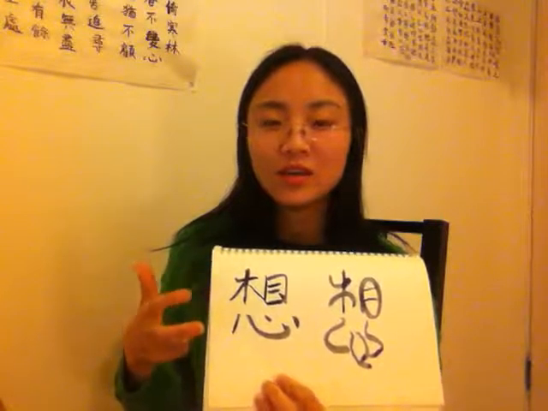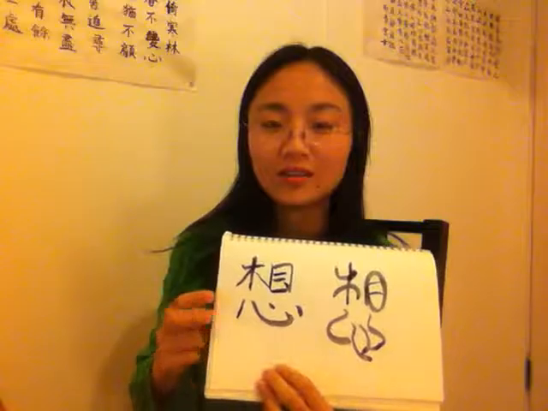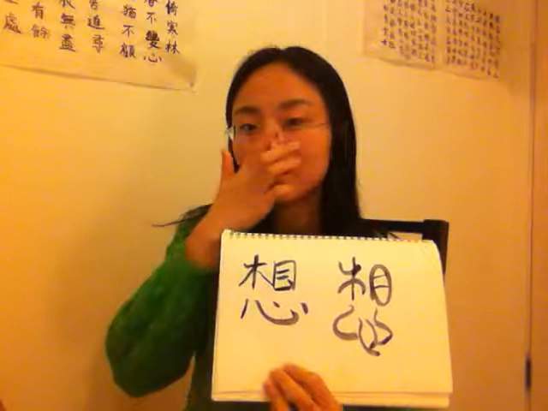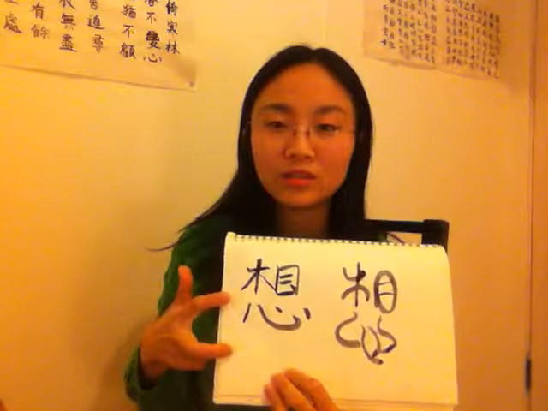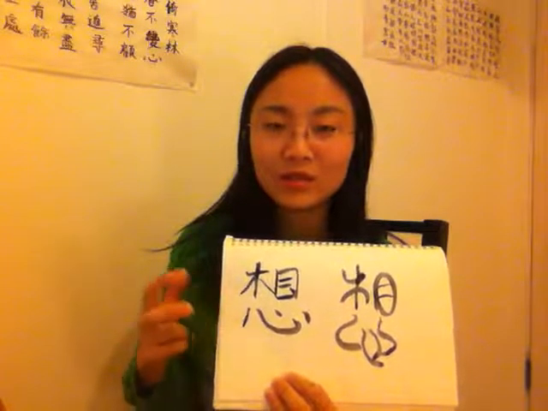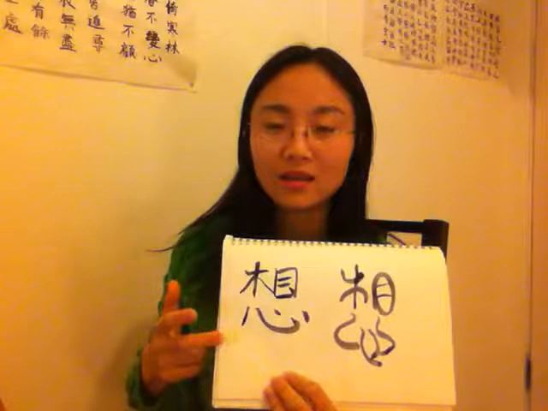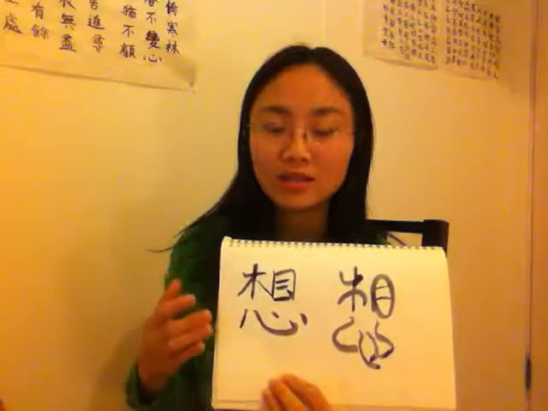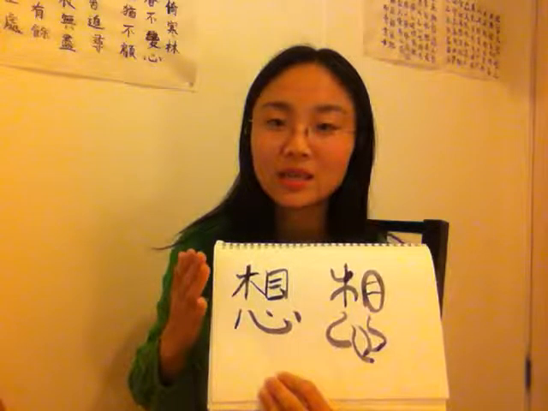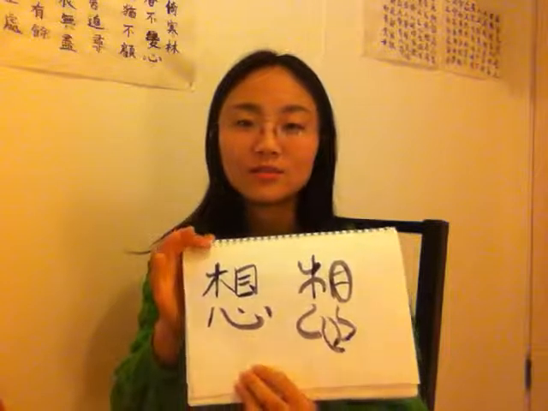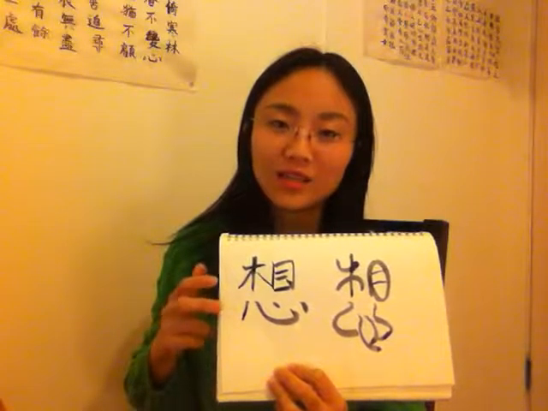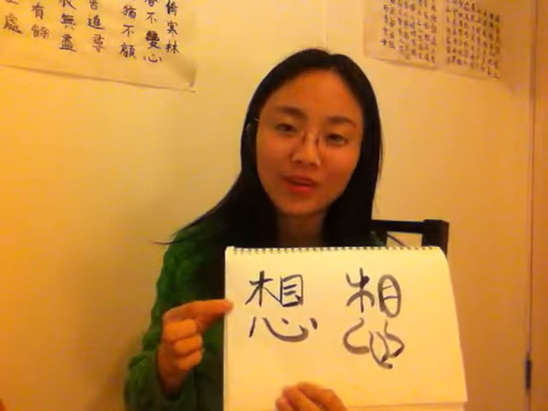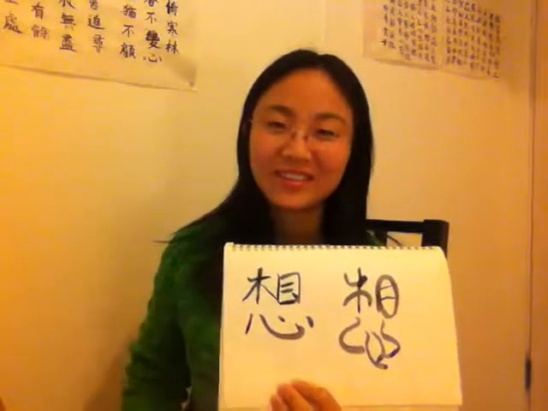And the lower part is xin, the heart. Upper part is xiang, image. So these are two characters, and some characters take the meaning of one part and the sound of one part. This character, or some other characters, take the meaning of two parts and the sound of one part, which is this part.